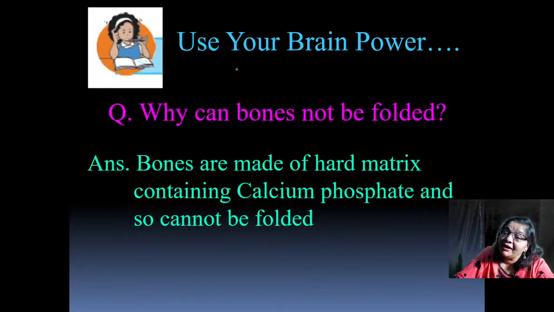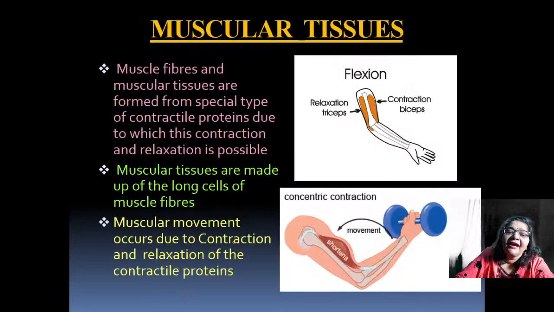Use your brain power. Let me see how much you apply your knowledge. Why can bones not be folded? Any idea? Of course, the answer is in front of you. The bones are made up of a hard matrix, which contains calcium phosphate, and that is why the bones cannot be folded. I think you know this answer very well.